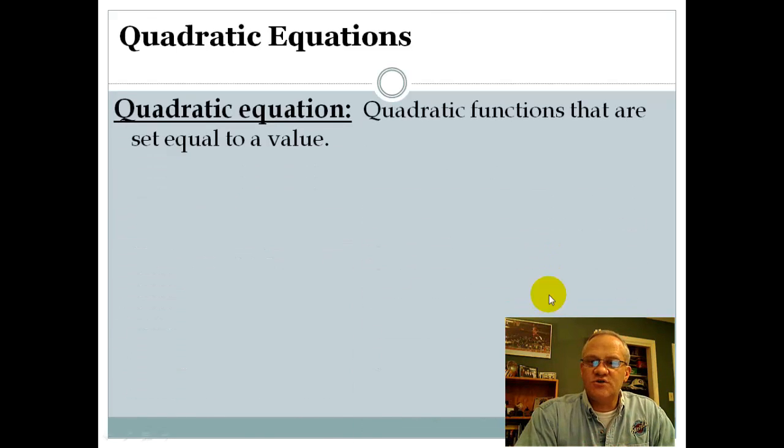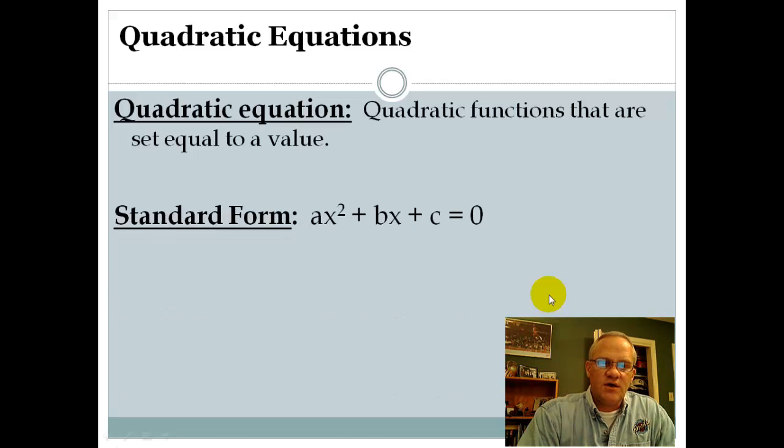Alright, first of all, quadratic equations. We've been talking about quadratic functions, but a quadratic equation is just when we take one of these functions and set it equal to a value. An example of that would be this. This is the standard form of a quadratic equation: ax squared plus bx plus c equals 0.